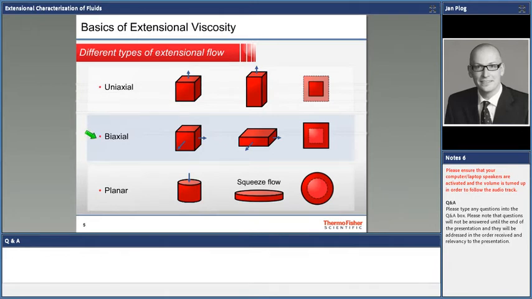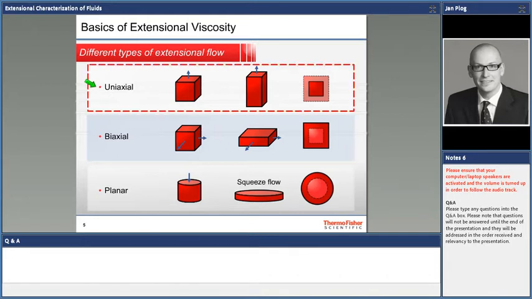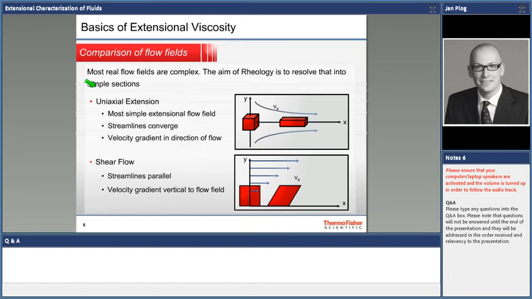I won't lose any words about the biaxial and planar, more squeeze flow applications. We're just going to focus on the uniaxial extension that is most prominent in most technical applications, and that is the flow field that drives the CaBER experiment. Okay. What is the main difference in terms of kinematics of the two flow fields?